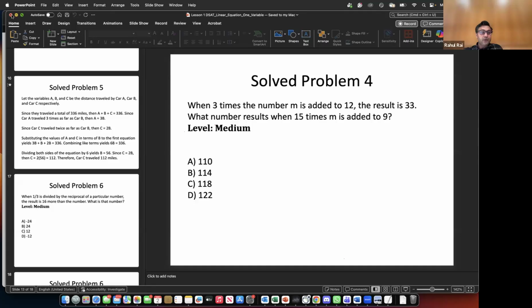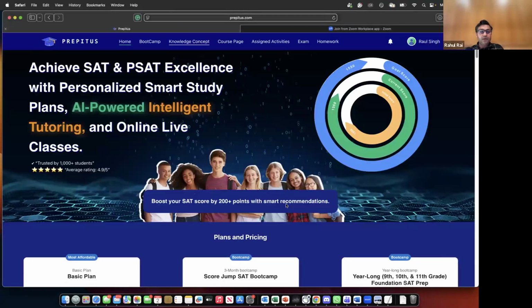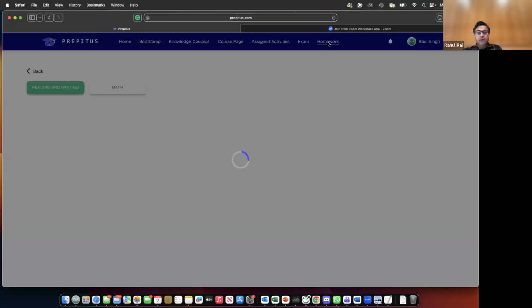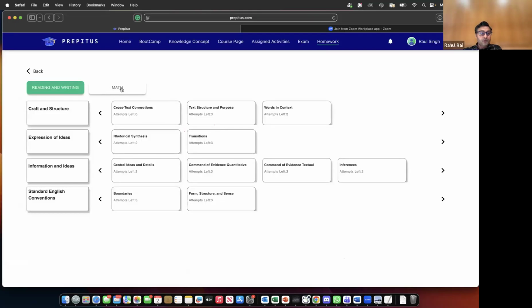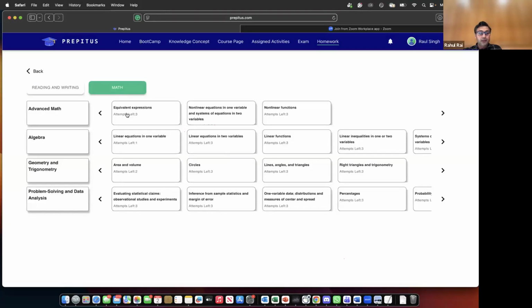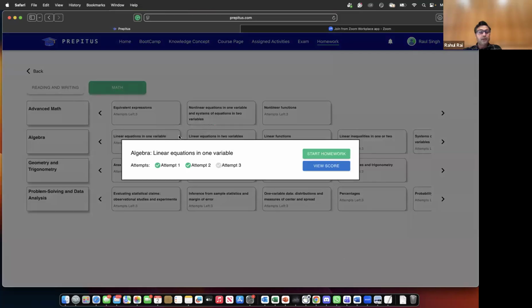The other thing that I want to quickly cover is go to www.prepitus.com and show you how to solve problems here too. You should have a user name and ID, and this will first of all allow you to do the homework. Once you have signed in, and I know that most of you have already created the user profile, you can go to the homework section here, go to math right here, and here you will see the linear equation in one variable. Once you click linear equation in one variable, you can start the homework.